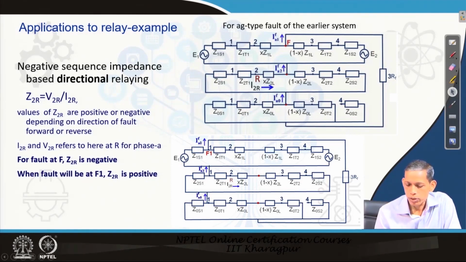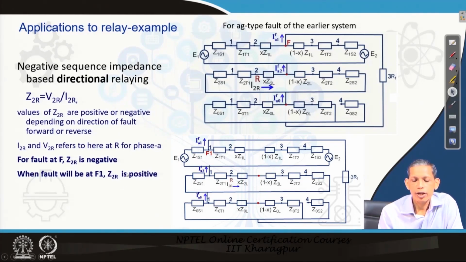Now, in another case, when the fault happens to be to the left of the relay position, then the corresponding fault current will flow from this side to that side through the relay point, considering the positive direction of current for the relay to be I2R in this case. Therefore, the impedance noticed by the relay at that point, Z2R, becomes positive.